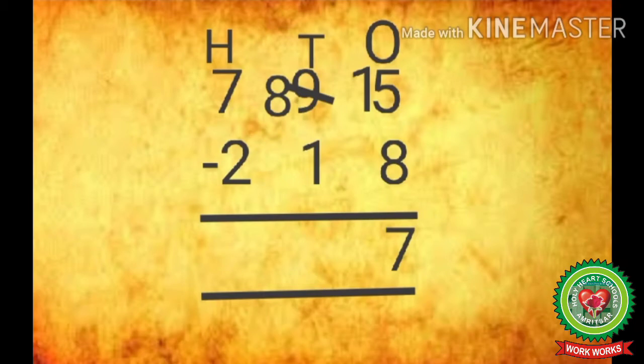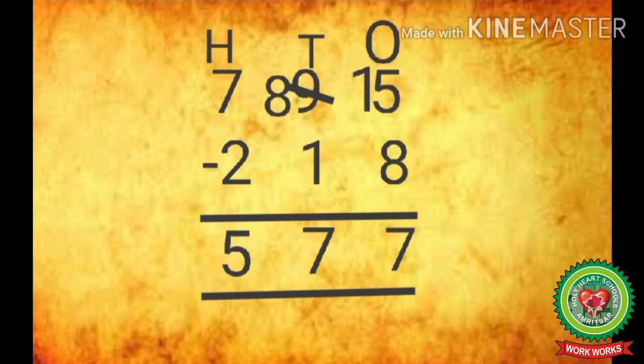Now we will start counting from 1 and stop at 8. Now what comes after 1? 2, 3, 4, 5, 6, 7, 8. The answer is 7. So we will write 7 under tens. And now we will do 7 minus 2. So we will start counting from 2 and stop at 7. Now what comes after 2? 3, 4, 5, 6, 7. The answer is 5. So we will write 5 under hundreds place.